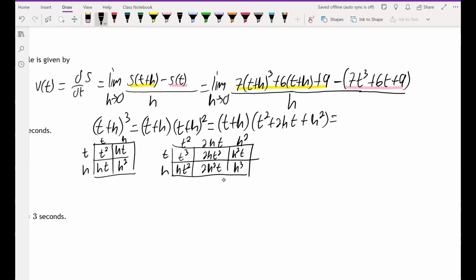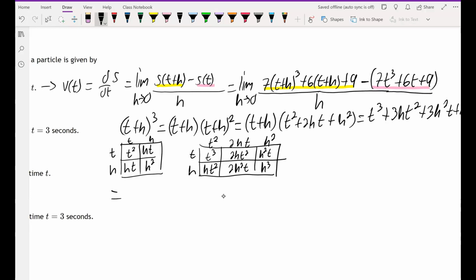So t plus h cubed really looks like t cubed plus, since we're adding all the like terms, all the terms that have the same amount of h's and t's, 2ht squared adds with ht squared, which gives you 3ht squared. And then h squared t adds with 2h squared t, so that gives us 3h squared t. And then we have an h cubed. And so the limit, the velocity, which is the limit as h goes to 0, really turns into 7 times t cubed plus 3ht squared plus 3h squared t plus h cubed.